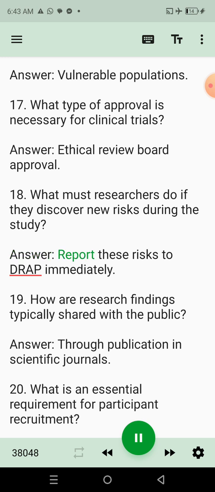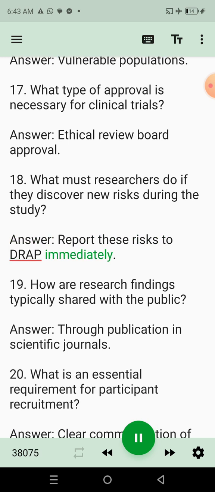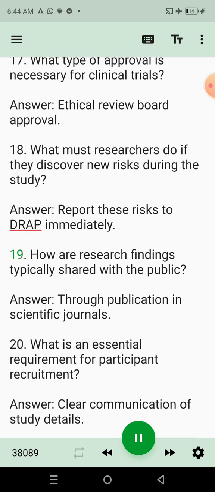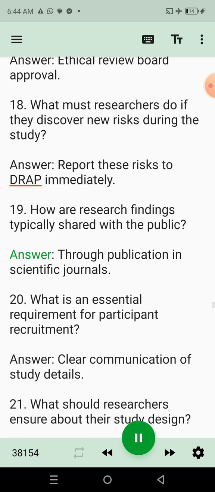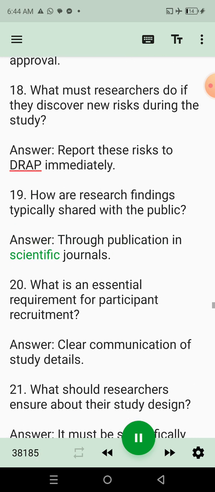Answer. Report these risks to DRAP immediately. 19. How are research findings typically shared with the public? Answer. Through publication in scientific journals.